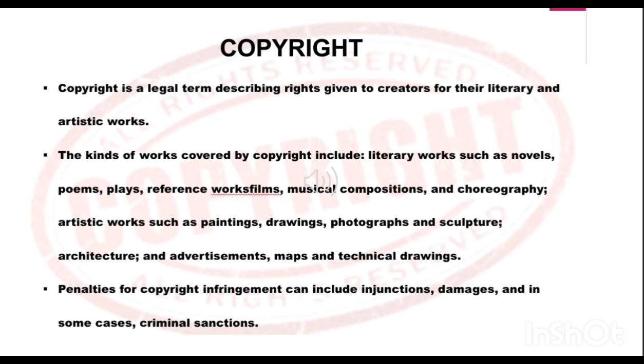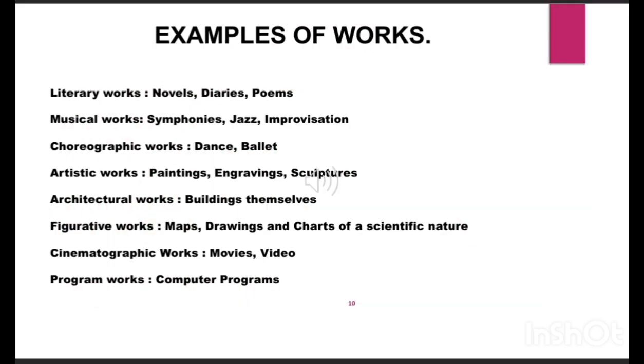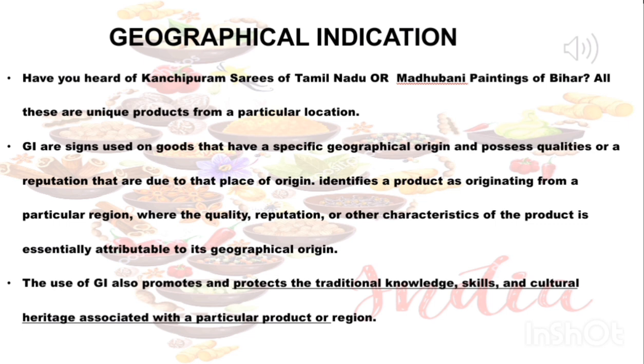The kinds of work covered by copyrights include literary works such as novels, poems, plays, reference work, film, musical composition and choreography, artistic work such as painting, drawing, photographs and sculptures, architectures and advertisement, maps and technological drawings. Penalties can include damages and injunctions. This slide consists of an detailed example of works that come under copyrights. To make a clear vision of this topic, I have a question for you all.